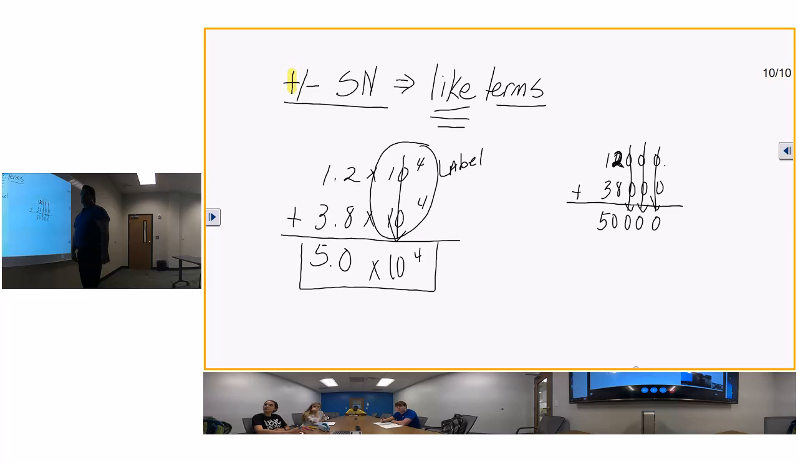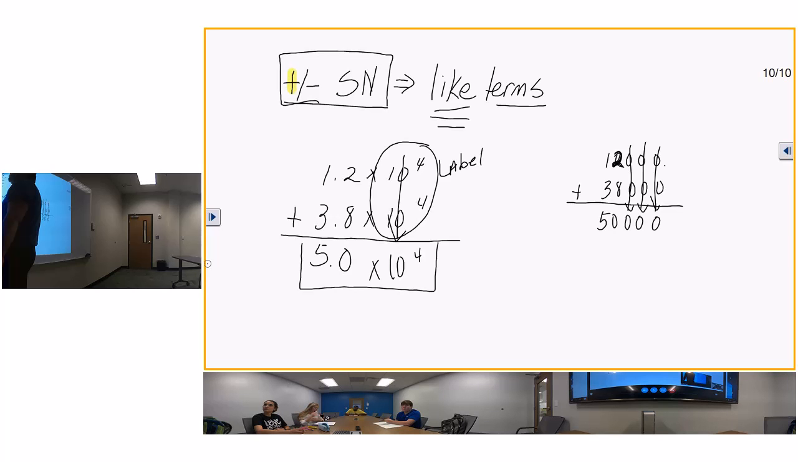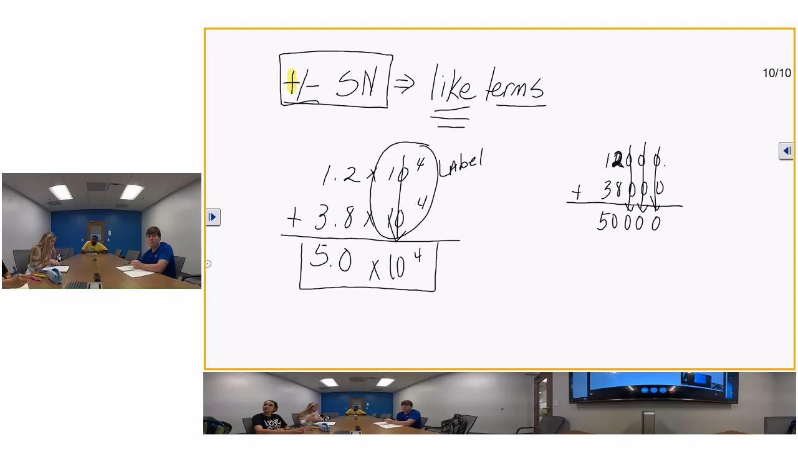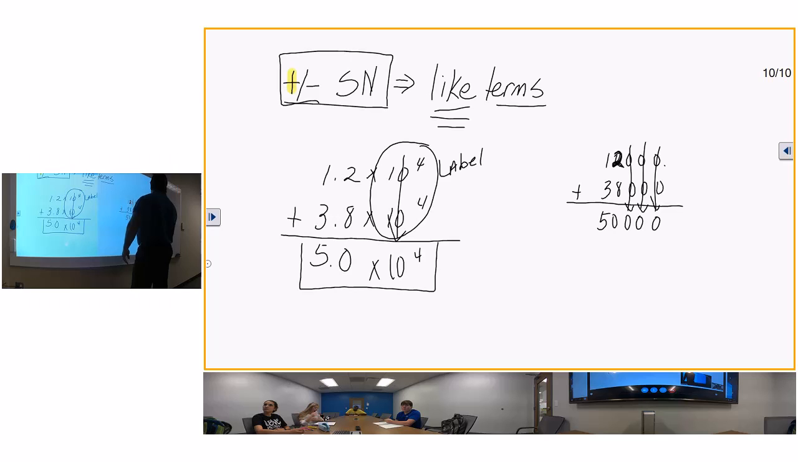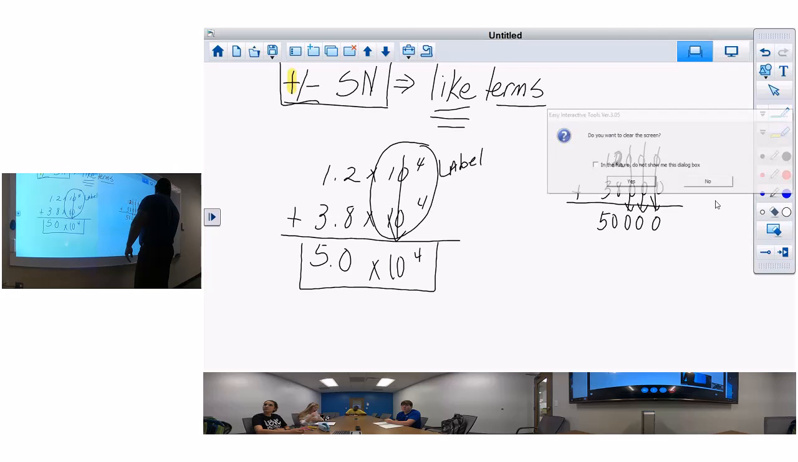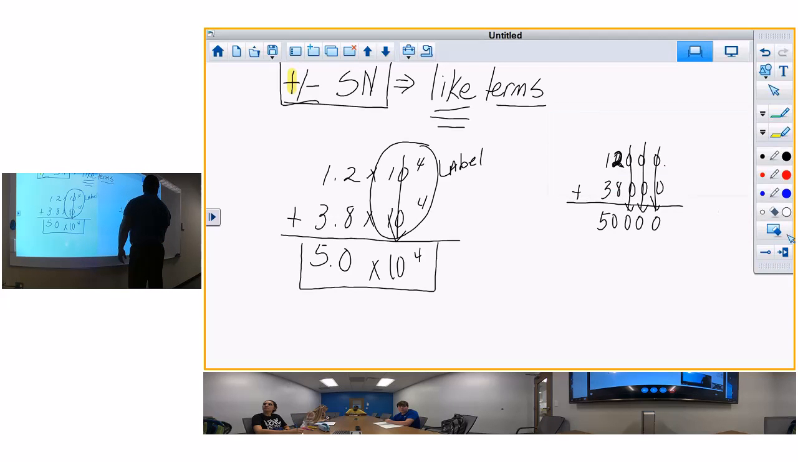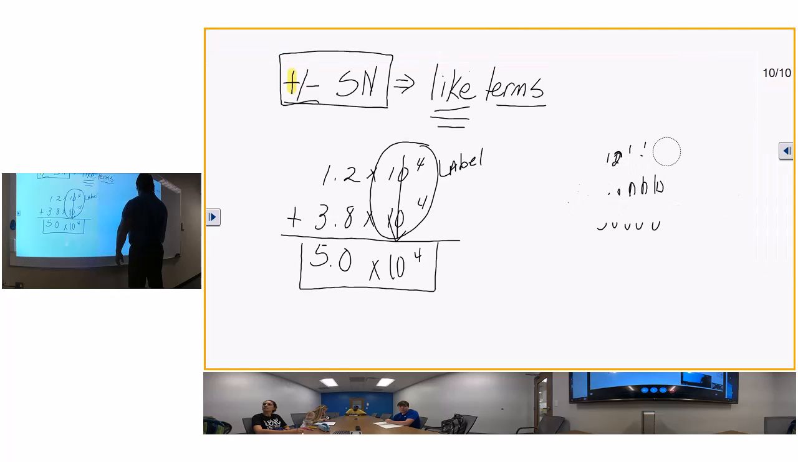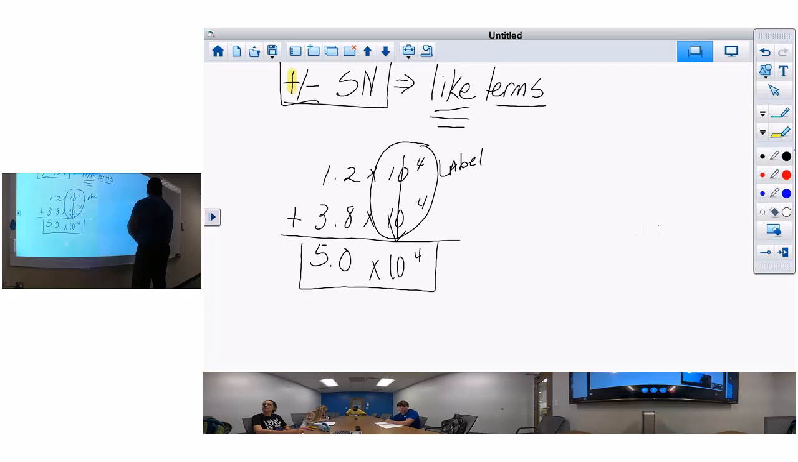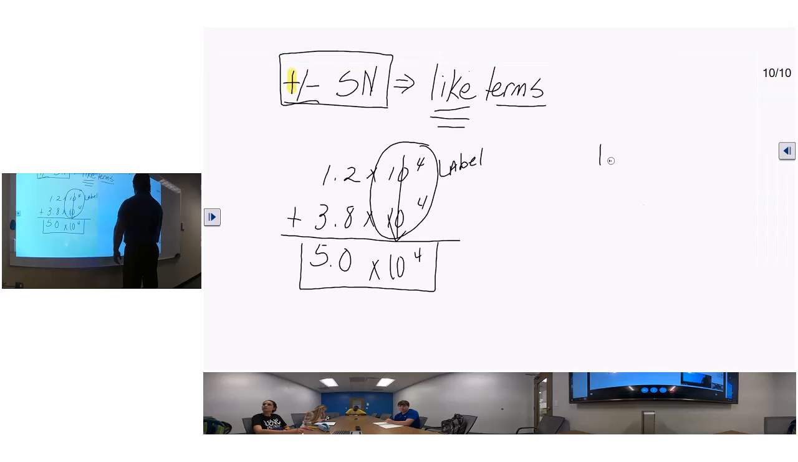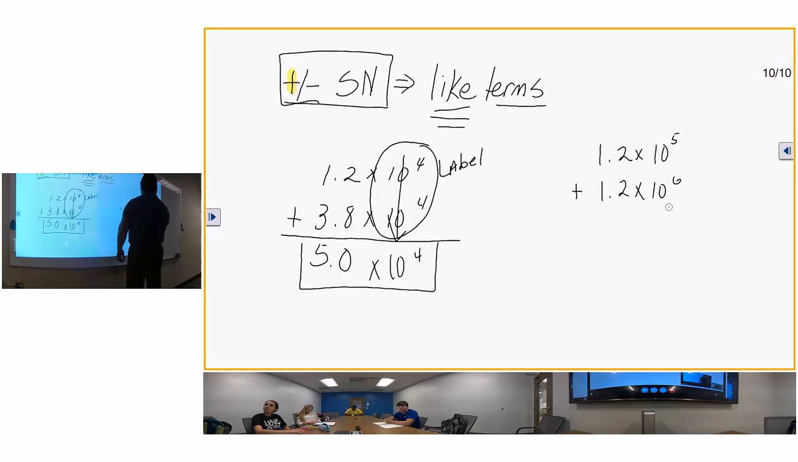Okay, remember, when you're subtracting and adding scientific notation, you just bring them down. What if you have this, Hubert? What if you have something that's different? What if you have 1.2 times 10 to the fifth plus 1.2 times 10 to the sixth?